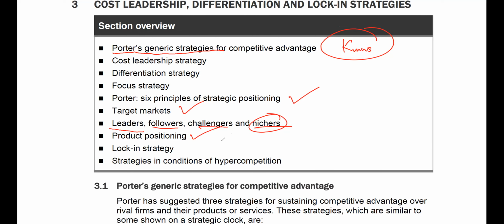Product positioning, how do you position your products in the market? Lock-in strategy, the marketing mix, okay? And strategies when you are in a turbulent environment, which we call hyper competition. These are models that every student should have at their fingertips. If you know this, together with your product market and portfolio strategies, BCG, those kinds of things, I don't think the case study should be an issue, because these are the areas that they always examine. If you look at the trend, you see that these are the same things they always bring.